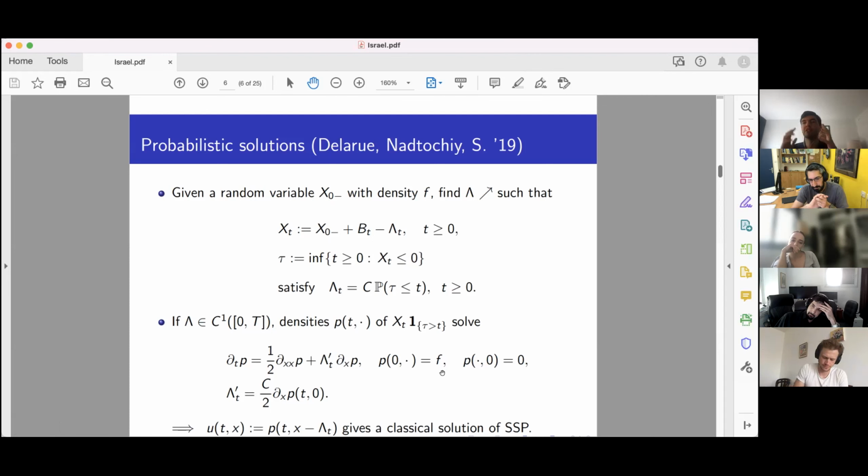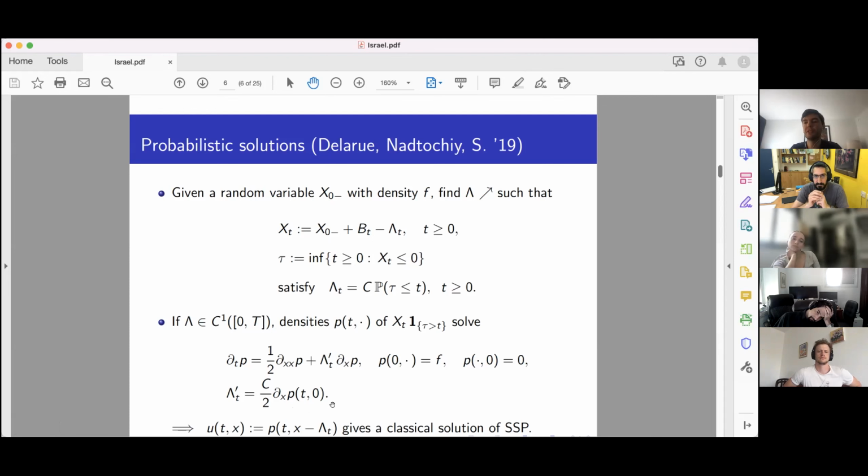And then, a slightly more complicated exercise. A two-line computation tells you that this fixed point condition, the connection between lambda and the hitting time, corresponds to saying that lambda prime is proportional to the derivative of p at 0.